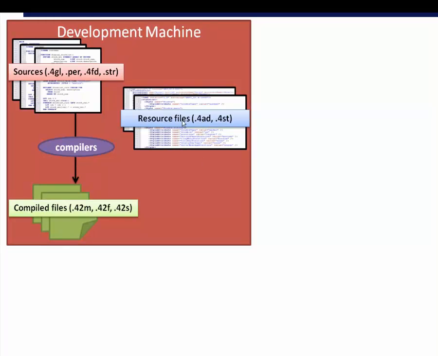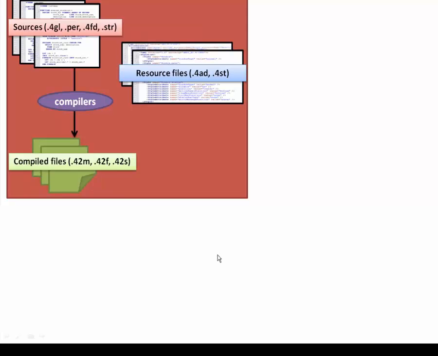There's also something that we call resource files, and these are things like 4AD files, 4ST files, also separate small XML files that you may develop. And those are files that are read into the program at some point to define things such as action default information, styles that you might be defining to apply to different objects in your program, those sorts of things. So those resource files are XML files that are, again, a part of the program and read in as a part of the program at some point.